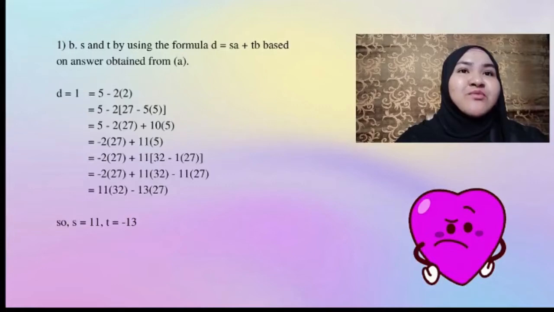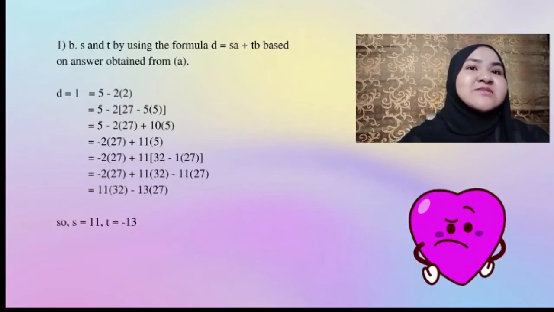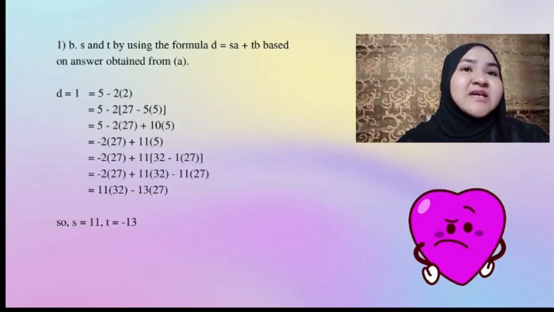For question number 1B, find S and T by using the formula D equal to SA plus TB, based on the answer obtained from A. We know that the value of D is 1, and we take the second last from A, which is 5 minus 2 times 2. Then we replace the value of 2 in bracket with 27 minus 5 times 5, and solve it: 5 minus 2 times 27 plus 10 times 5, and then we get negative 2 times 27 plus 11 times 5.